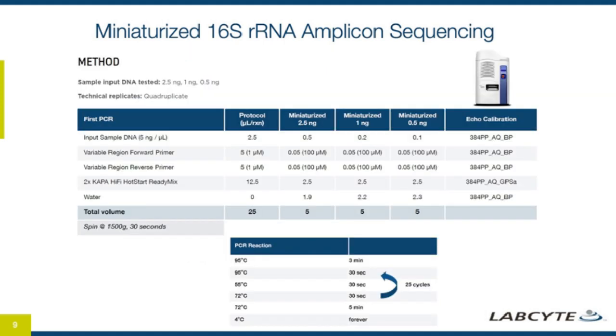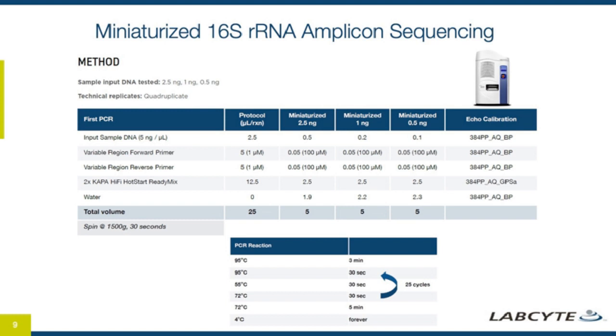So here I'm just walking through some more technicals of the workflow. You'll see that in this miniaturized 16S rRNA amplicon sequencing, we reduced the volume of PCR initially here by 5-fold, but then we also wanted to test reducing the amount of input DNA. And then you'll see on the far right, these are Echo calibrations that we have tested internally and are good to use for these reagents. So we know what calibrations need to be used to transfer these solutions.